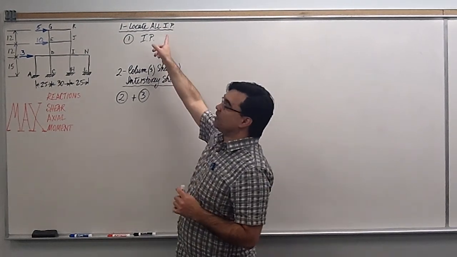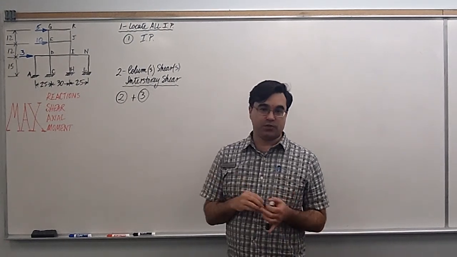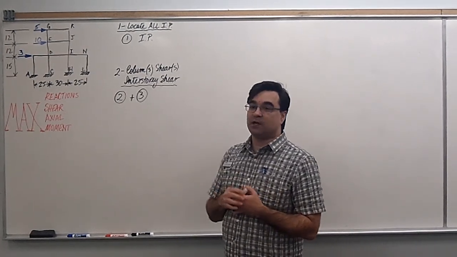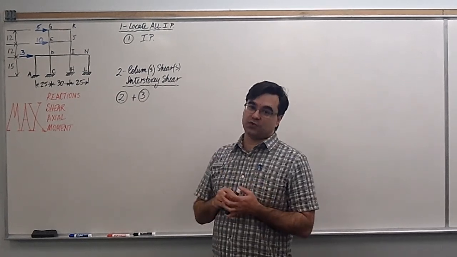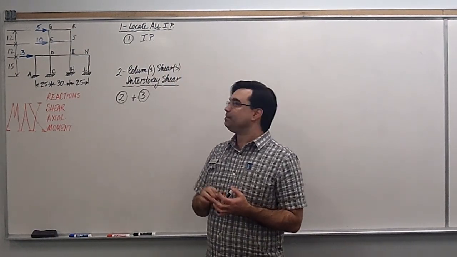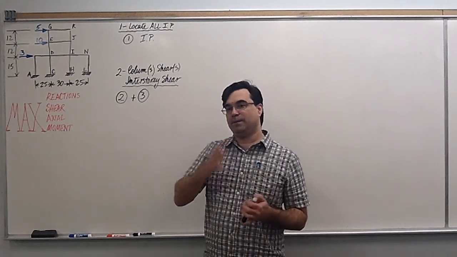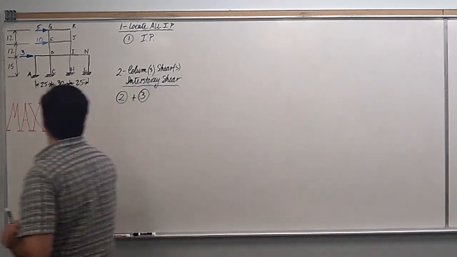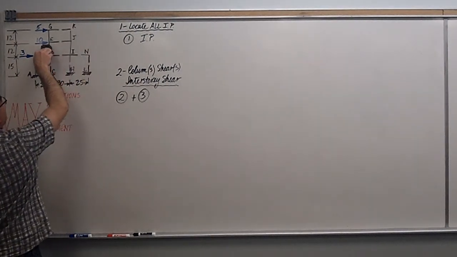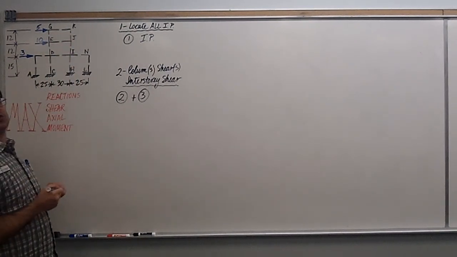We're going to start off with our first step, which is to locate all the inflection points. The way we do that is based on the 3 assumptions that we're making for the portal frame method. If you can't remember what these are, please review the video that I've linked in the description about the portal frame assumptions we're making for inflection points. We're going to go with assumption number 1, which tells us that inflection points are located at all mid-spans for all members. So for every column and every beam, I'm going to go midway and insert an inflection point.